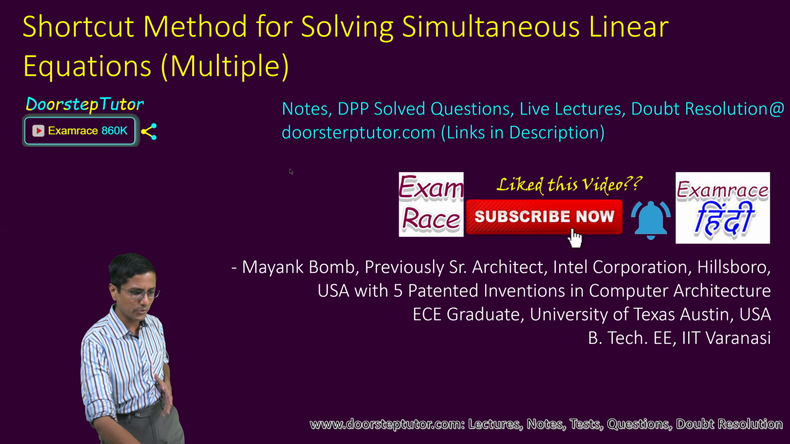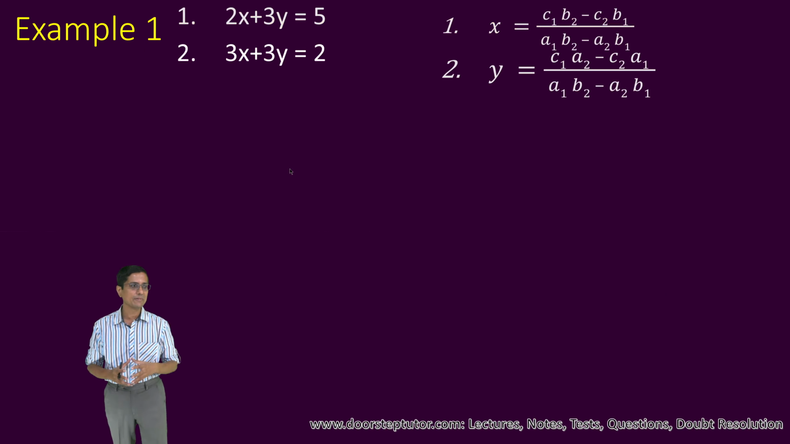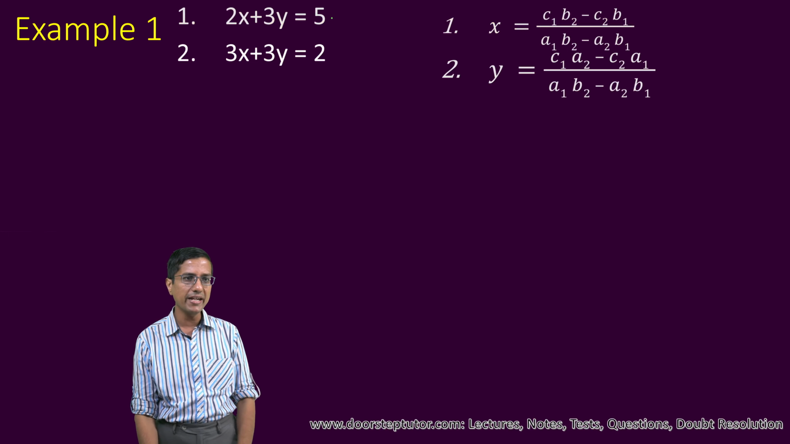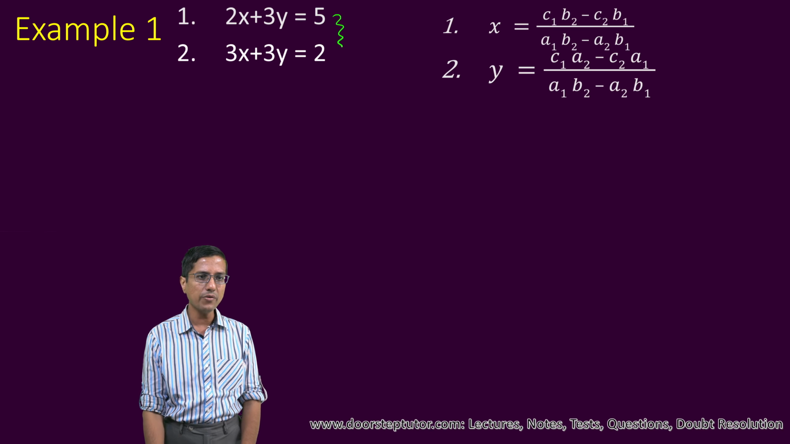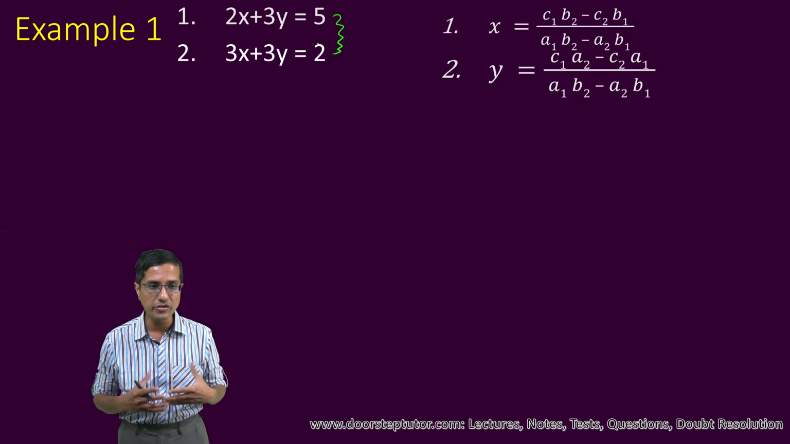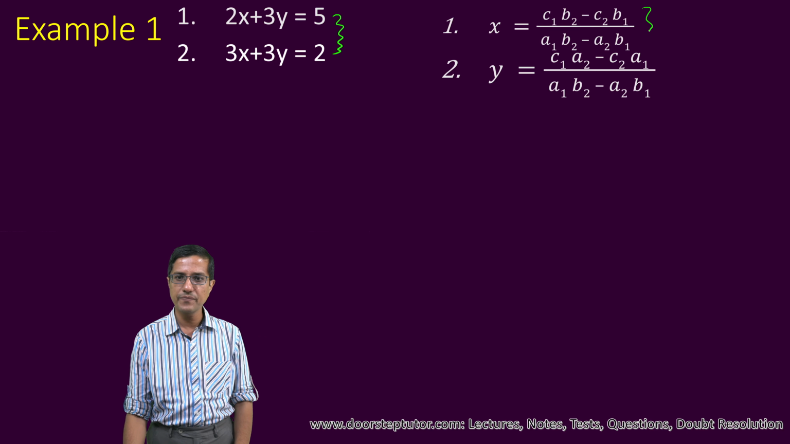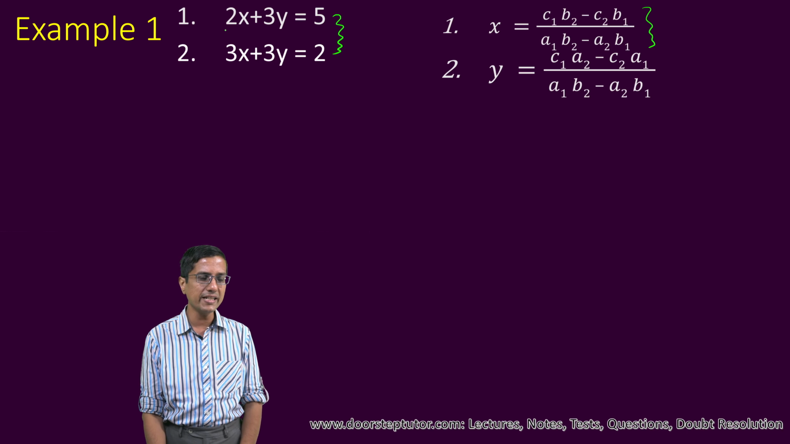Now, if we are given two linear equations in two variables, x and y, then we can use a very shortcut, very direct method of finding the value of x and y without actually doing any elimination or substitution. And these are the formulas for doing that. So x is given by this formula, and the coefficients here are very, very simple.